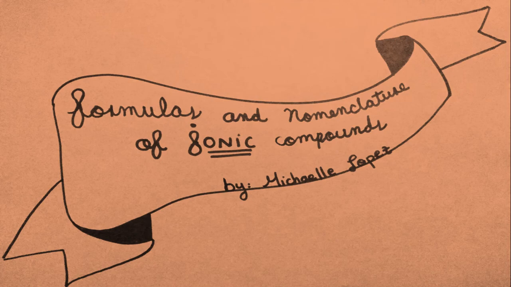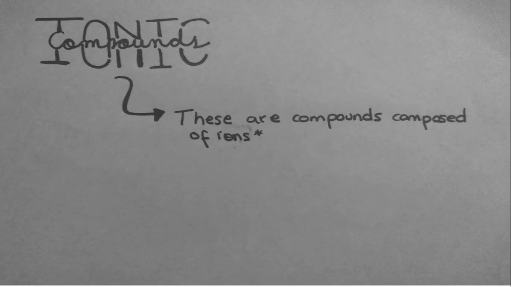Today we're going to learn a new topic, which is formulas and nomenclature of ionic compounds. First of all, we're going to define what ionic compounds are. Ionic compounds are compounds composed of ions. We learned what an ion is during the first trimester of chemistry.